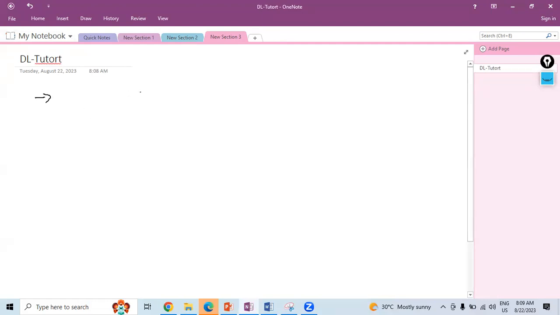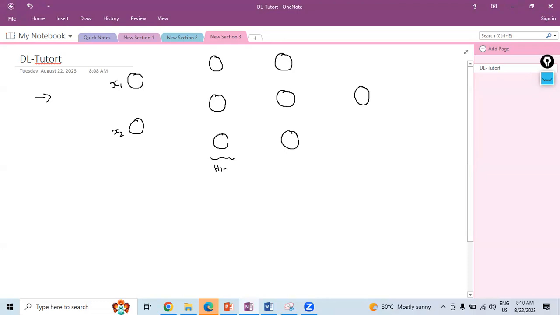So in the last lecture, we discussed how we can create a simple artificial neural network. So let me create a simple artificial neural network. This is x1, this is x2. We have seen that this is the hidden layer 1. And this is the output layer.